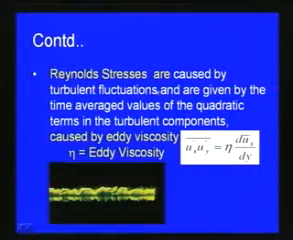And then we can see here the Reynolds stresses are caused by turbulent fluctuations, as we have already seen, given by the time average values of the quadratic terms in turbulent components. So, caused by eddy viscosity, we can represent this u x dash u y dash term by eta into d u x bar by d y, where eta is the eddy viscosity.